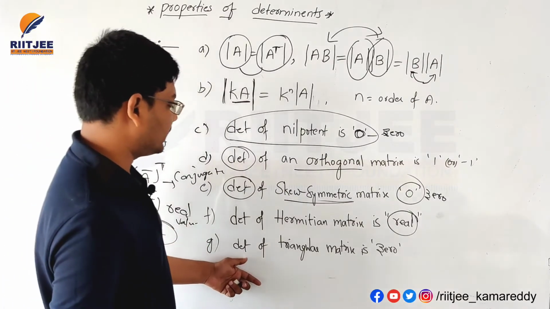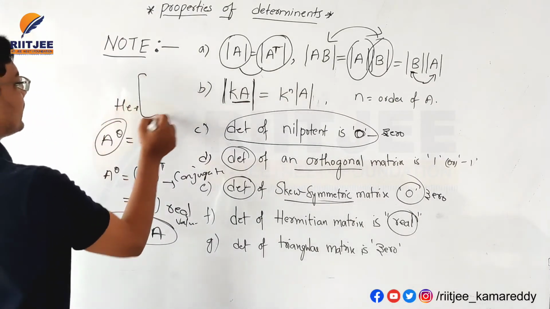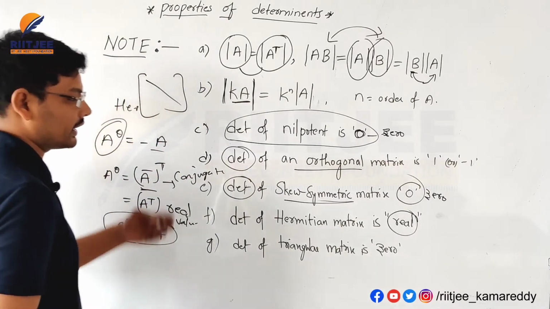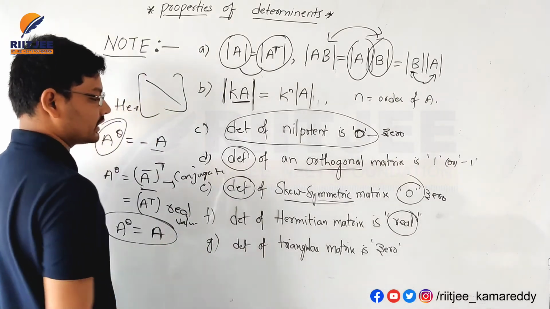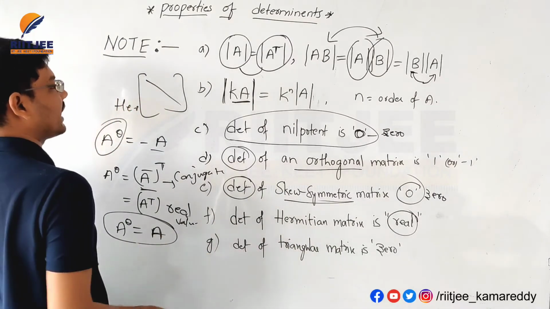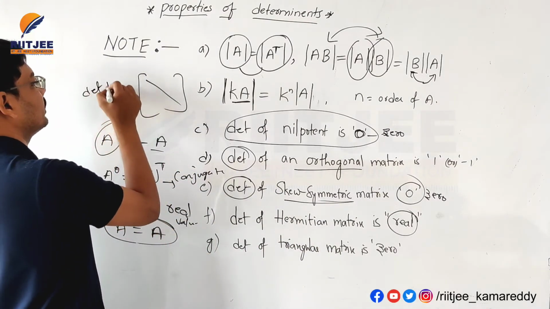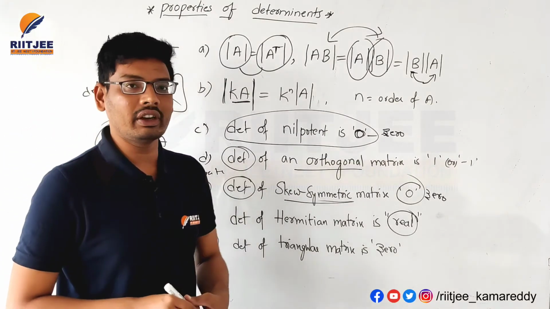And the final one, the determinant of a triangular matrix is 0. Triangular matrix is nothing but having the principal diagonal elements, upper or below values are 0. Then the matrix is called a triangular matrix. That of the triangular matrix is 0 here. The triangular matrix determinant is equal to 0. This is all about the points of properties of a determinant here.